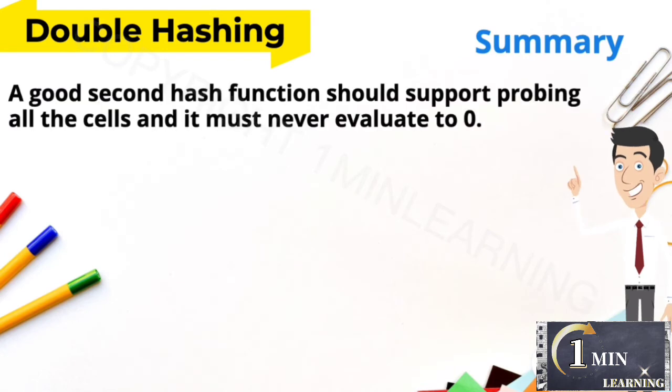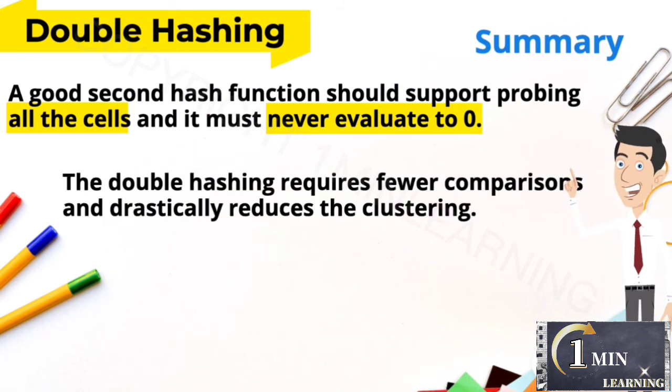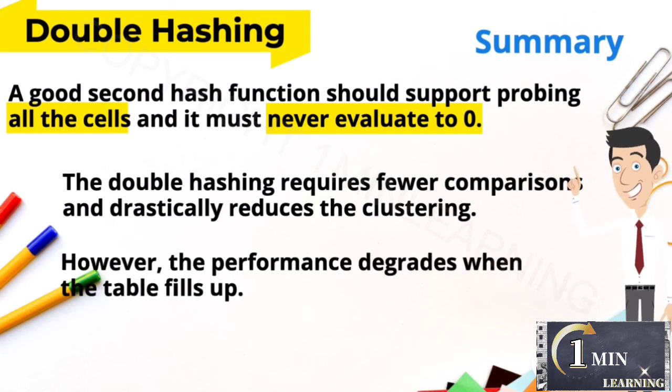Summary. A good second hash function should support probing all the cells and it must never evaluate to 0. Double hashing requires fewer comparisons and drastically reduces clustering. However, the performance degrades when the table fills up.